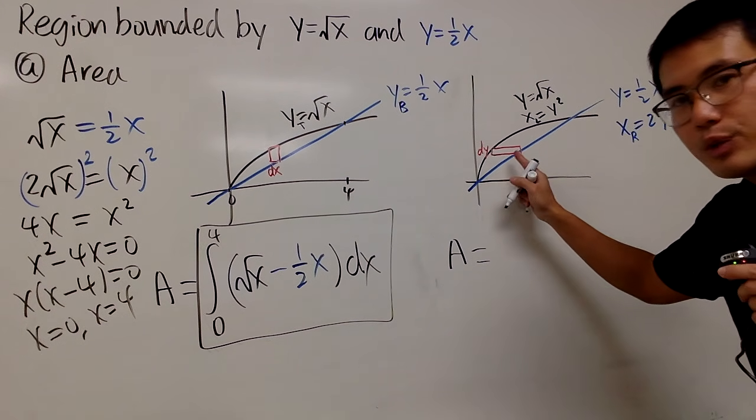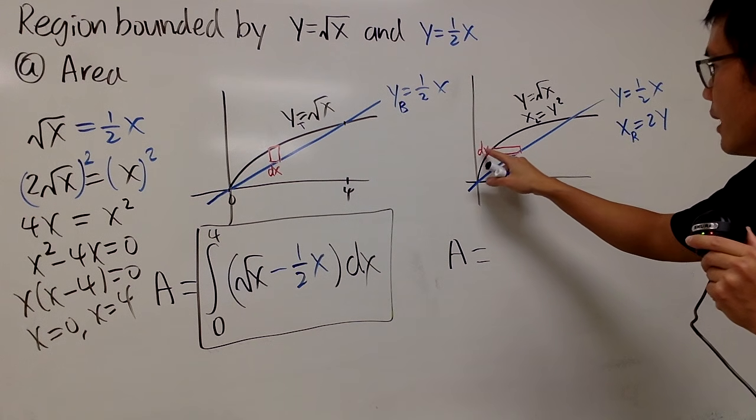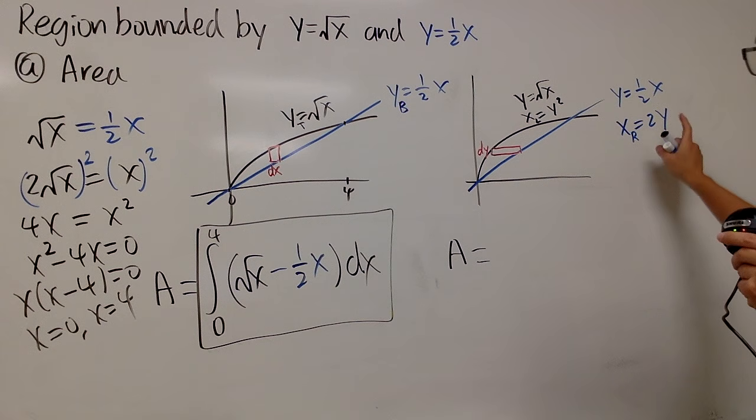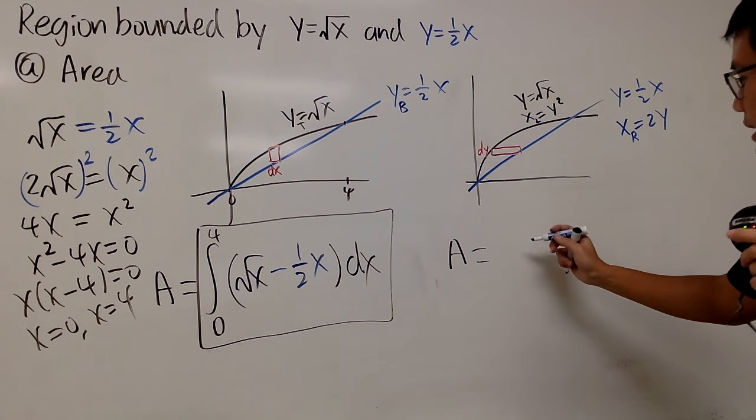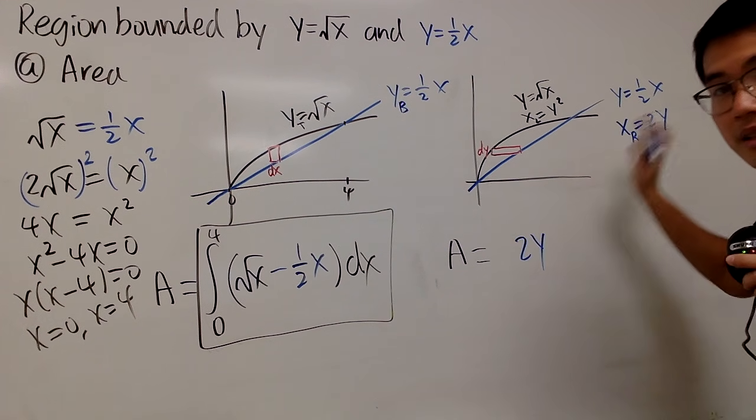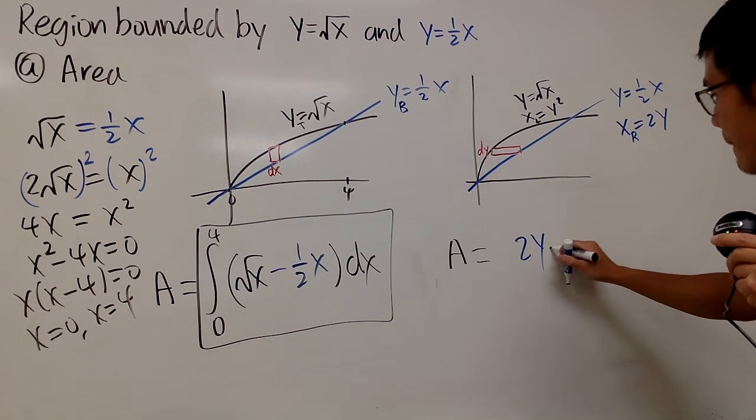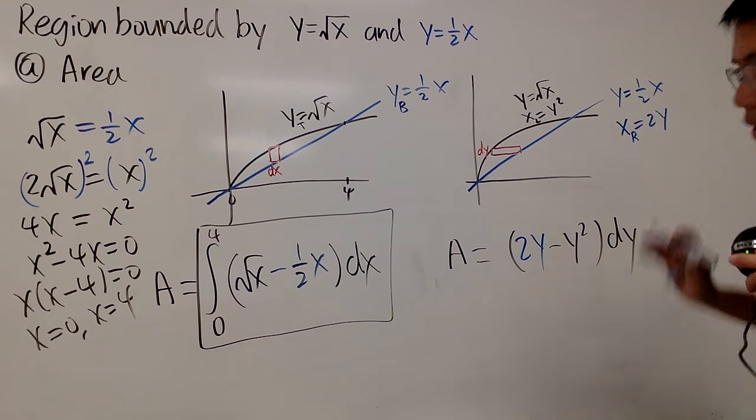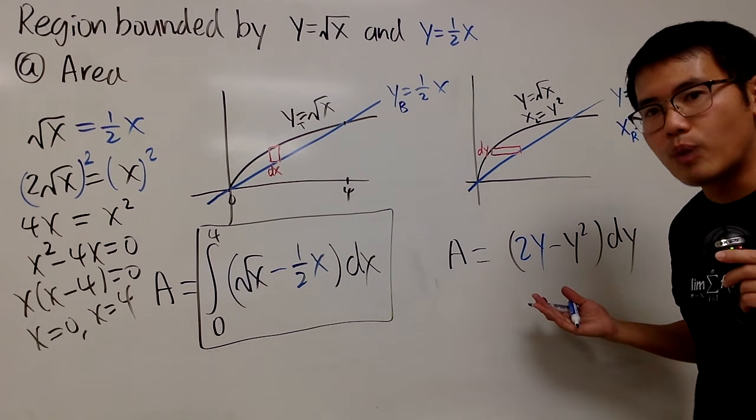All right, now here is the area. First of all, focus on the red rectangle. The base, in this case, is dy, and then the length is this. I will just put down the right minus left. Again, you write this down in terms of y. We have 2y minus y squared, and then we multiply by dy. Very nice.